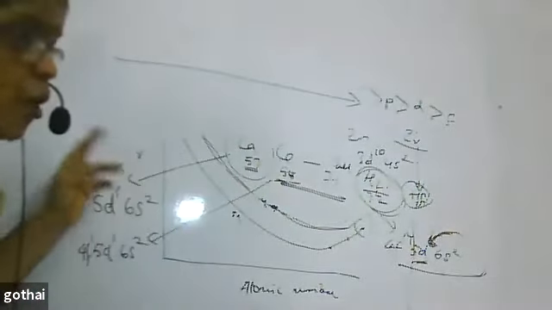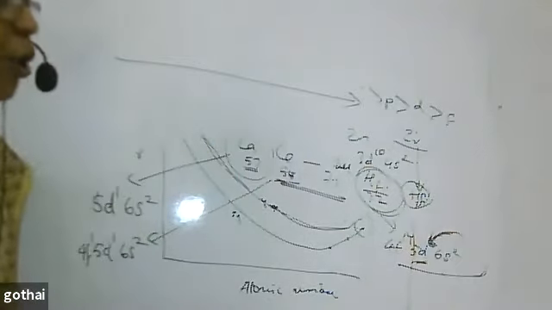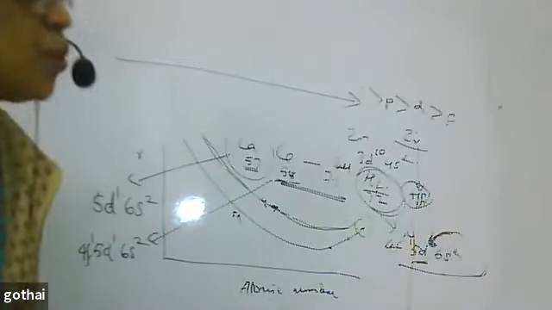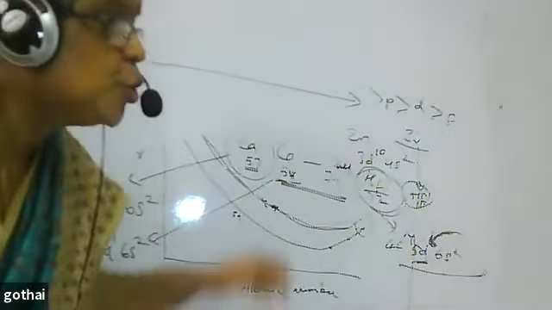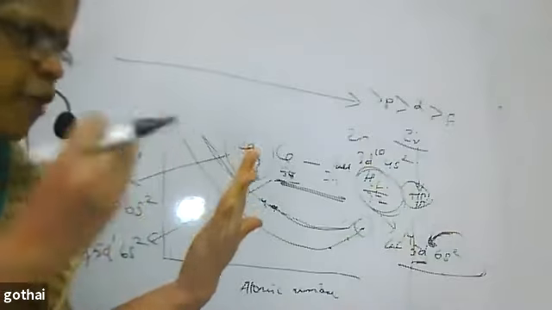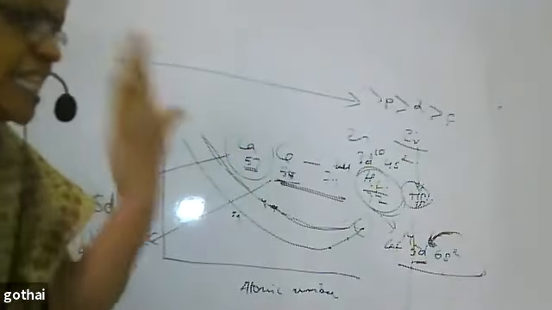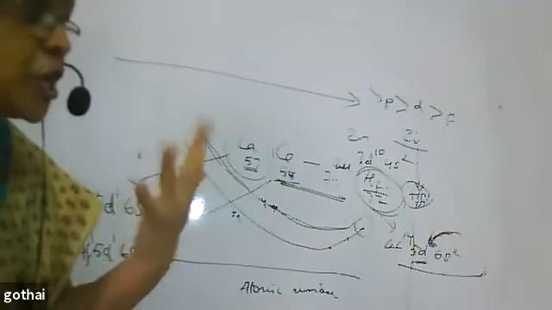But when you go from left to right along the period in f block, you don't see that much decrease. Why? Due to poorly shielded f orbitals. Because of poor shielding, in f orbital one electron gets added. So the shielding effect, what happens? It has a poor shielding.